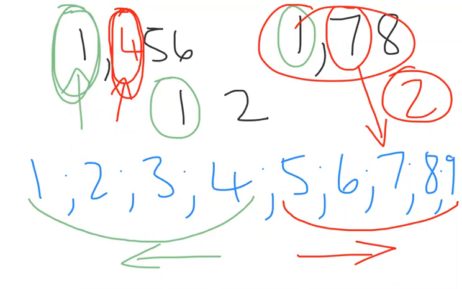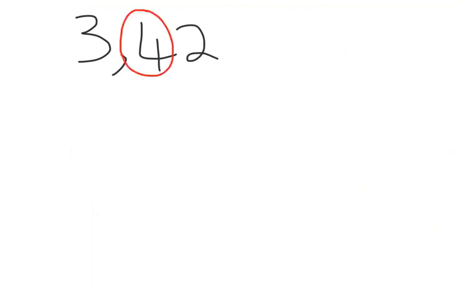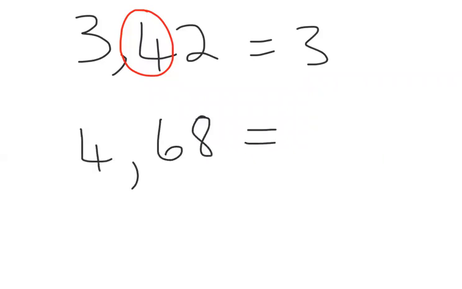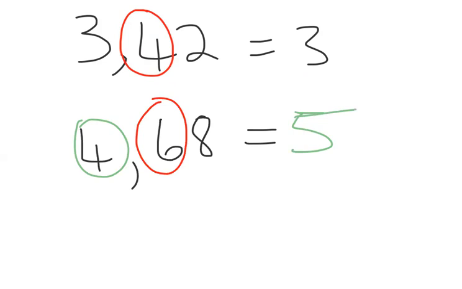So let's just show you another couple of examples. You can be asked to round 3,42 to the nearest whole number. Let's only focus on that 4. If it's 4, you round it to the left. So the answer is going to be 3. Then 4,68. Where is that going to round? Focus on the 6. 6 is on the right hand side. So the answer is not going to be 4, but it's going to be 5. So always look at the number to the right. If it's 5, 6, 7 and more, then you round it up.